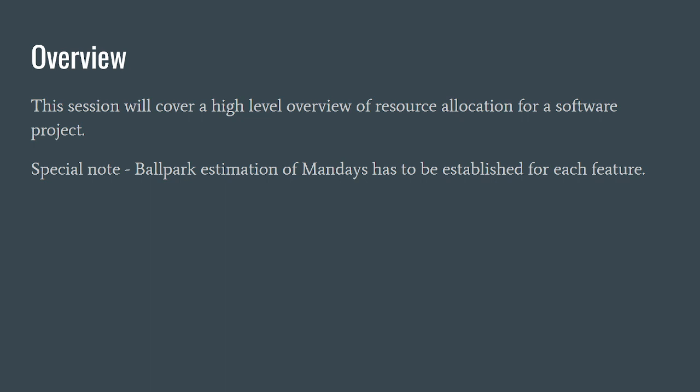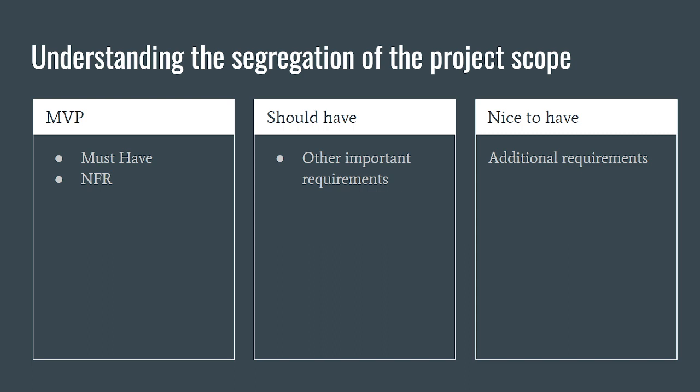estimations. So, as you know, in a software development life cycle, there are few stages which are planning, analysis, design, development, testing, implementation, and maintenance. So, in this section, we'll just talk about planning, resource allocation.